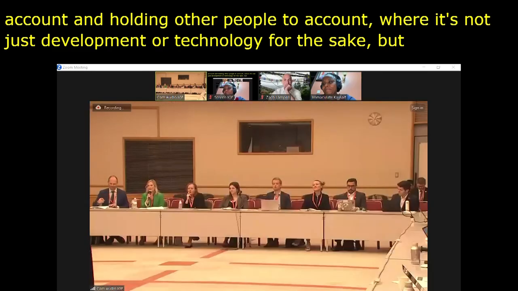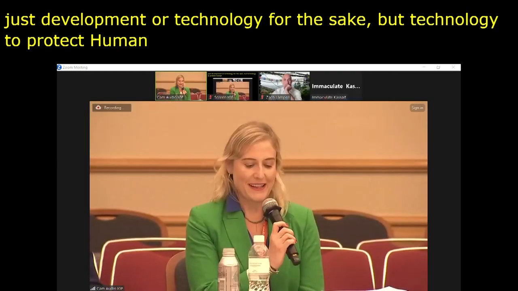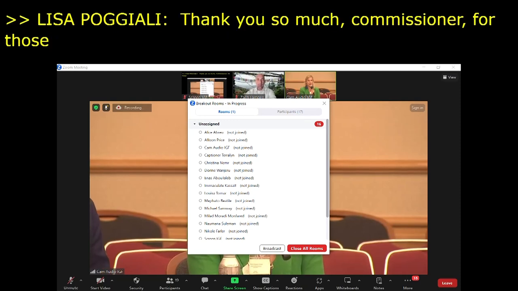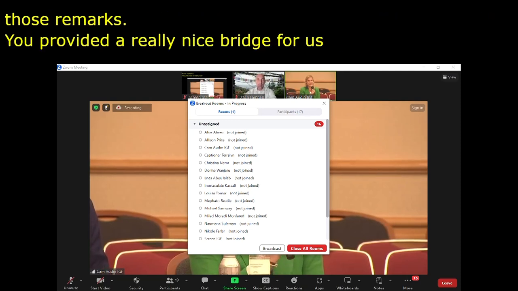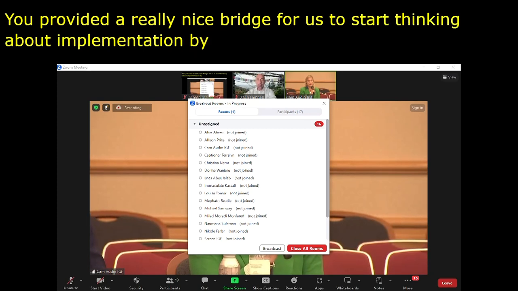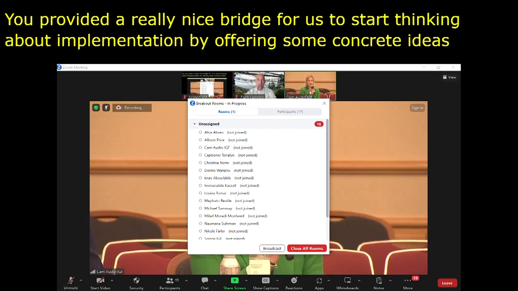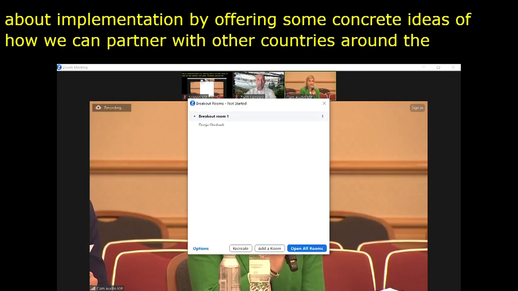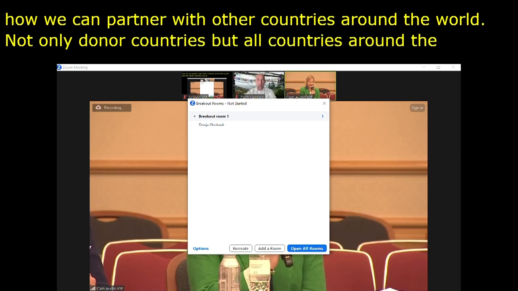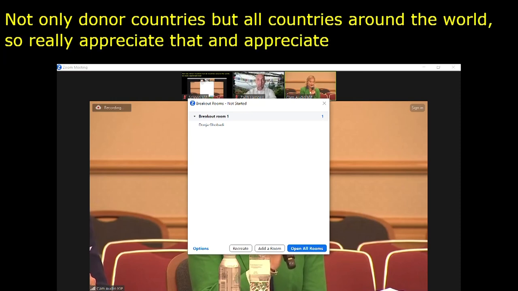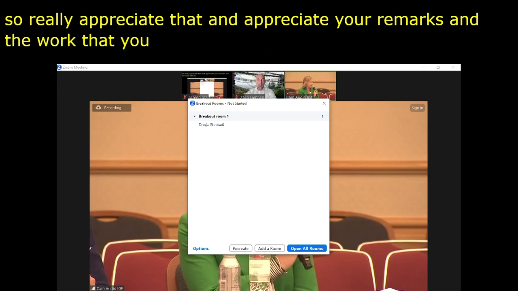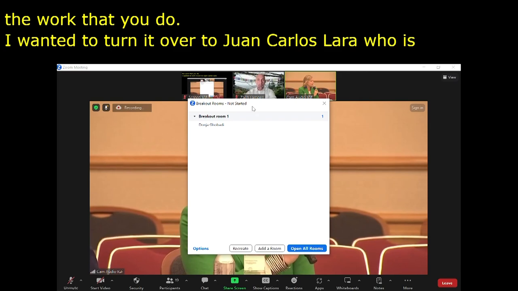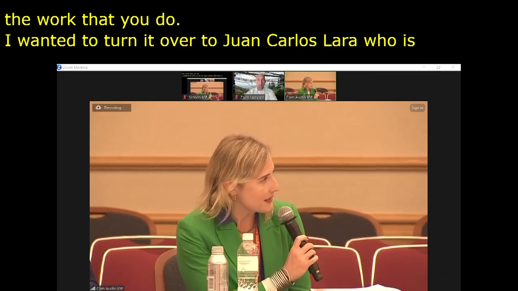Thank you so much, Commissioner Kasait, for those remarks. I think you provided a really nice bridge for us to start thinking about implementation by offering some concrete ideas of how we could partner with other countries around the world, not only donor countries, but all countries around the world. So I really appreciate your remarks and the work that you do. I wanted to now turn it over to Juan Carlos Lara, who is the Executive Director of Derechos Digitales and who has played an instrumental role in the drafting process for these principles.